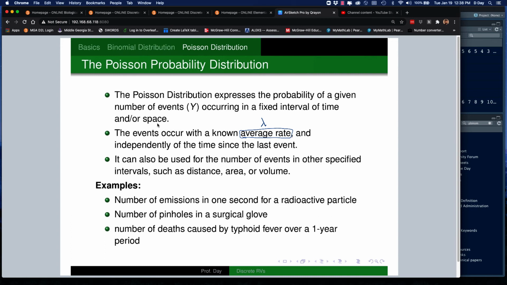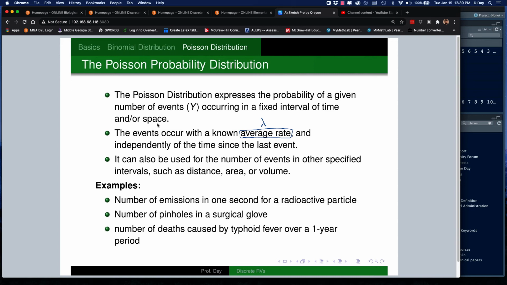Some examples of Poisson experiments would be the number of emissions observed in 1 second for a radioactive particle, the number of pinholes in a surgical glove, and the number of deaths caused by typhoid fever over a 1-year period. We're going to look at that specifically here in just a second.